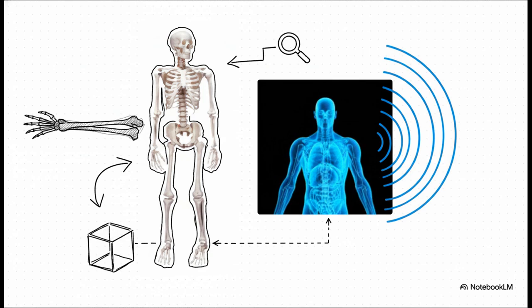On the left, you've got a skeleton. That's the actual physical structure, right? And on the right, you have an X-ray. Now, the X-ray isn't the skeleton itself. It's a representation, a specific way of looking at that structure. One is the real deal, the other is the blueprint. And you need both, but for totally different reasons.